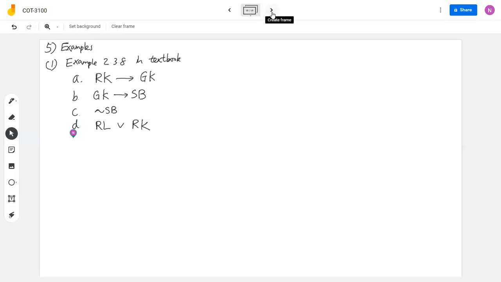And E is: if I was reading the newspaper in the living room, if RL, then my glasses are on the coffee table, GC. And the question is, where are the glasses?